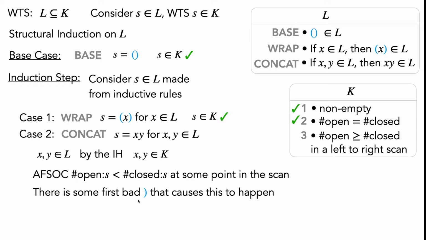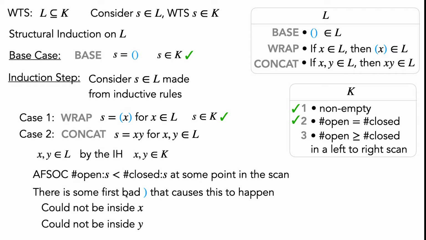This first paren could not be inside of x, because we know that when you're doing a scan of x, the number of open is greater than or equal to the number of closed. So if that ever happened within x, then x wouldn't satisfy property 3 for K. We also know that it couldn't be inside of y either. And this is because once you're done scanning x, we know that the number of open is equal to the number of closed. So then when you start scanning y and the number of open is equal to the number of closed, if that first bad paren occurred within y, that would mean that y doesn't satisfy property 3 either, and y wouldn't be in K.